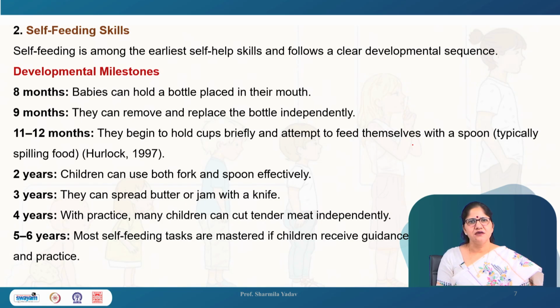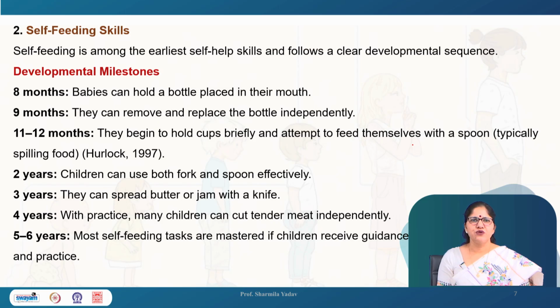Self-feeding is among the earliest self-help skills and follows a clear developmental sequence. What are the developmental milestones in self-feeding? At 8 months, babies can hold a bottle placed in their mouth. At 9 months, they can remove and replace the bottle independently. By the age when he or she reaches 11 to 12 months, or almost 1 year, they begin to hold cups briefly and attempt to feed themselves with a spoon, typically spilling the food.